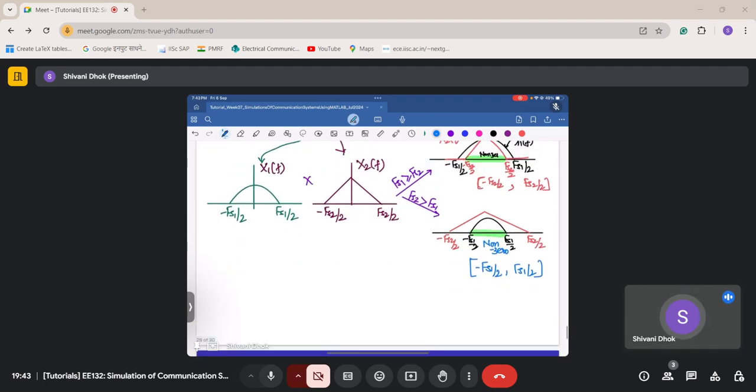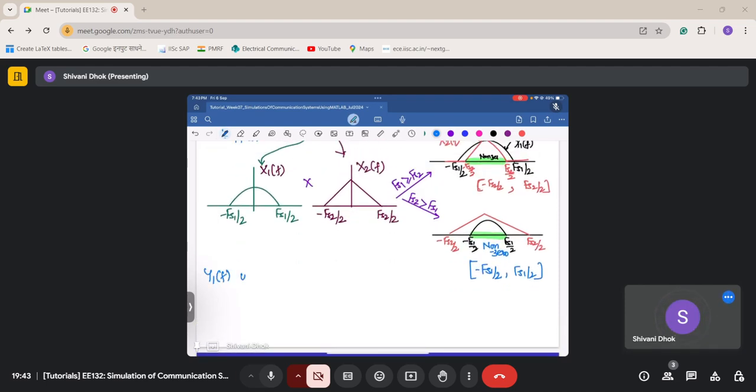So what we observe here is that the maximum frequency in Y1(f), let's say it is fm, is equal to fs2 by 2 if fs1 is greater than or equal to fs2. It is equal to fs1 by 2 if fs1 is less than fs2.